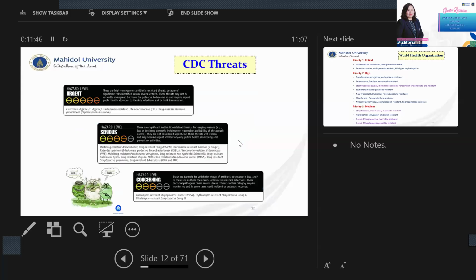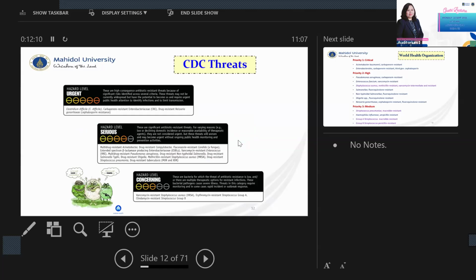Here's the CDC category. CDC is the Center for Disease Control. As you can see in the movie, when the virus attacks, the CDC just wears those little suits and goes into the village and gets rid of the virus. So it's the same CDC.